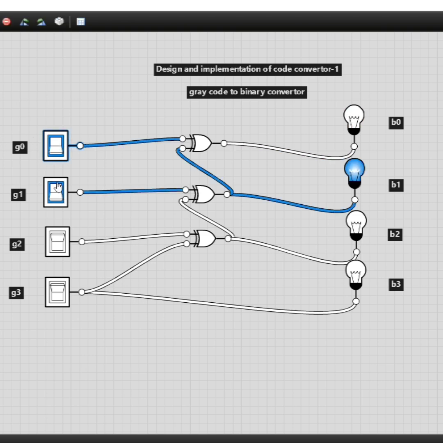Now the connection given is completed, and now we can verify it based upon the truth table referring our notes. Check whether it is correct or not.